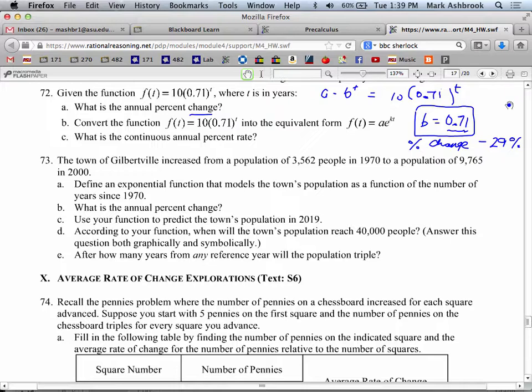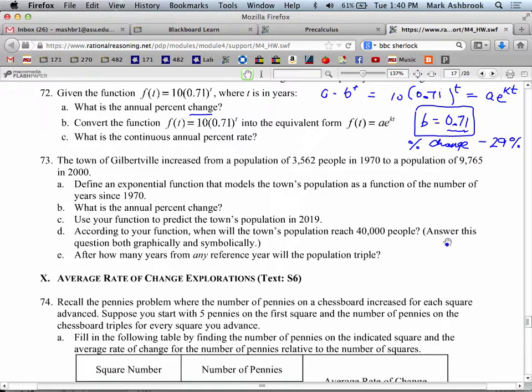Therefore, we're losing 29%. Okay, so now they want us to change it into this form, a e to the kt. What is the key to this? How are we going to change this? We need k. What is a? A is still 10. That doesn't change. The t is our input, the same. So what's left is e to the k, or just k.